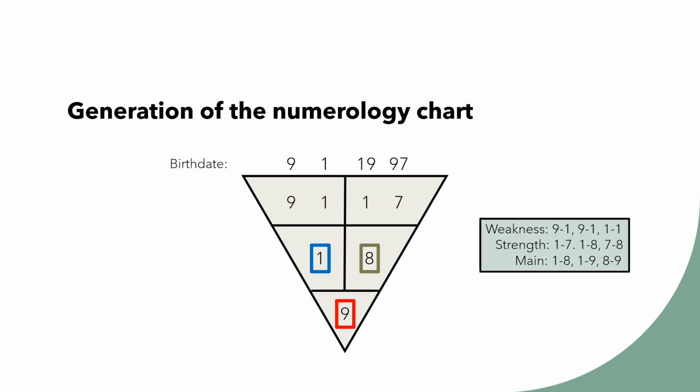So I hope you managed to identify the different number pairs. I think there are a total of 9 of them. On the weakness side, you have 9 1, 9 1, and 1 1. And on the strength side, you have 1 7, 1 8, and 7 8. And in the main body of the numerology chart, you have 1 8, 1 9, and 8 9. Did you manage to get all of them?